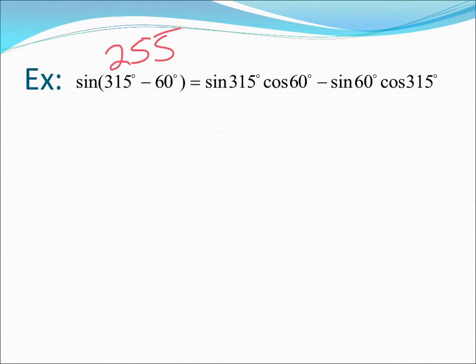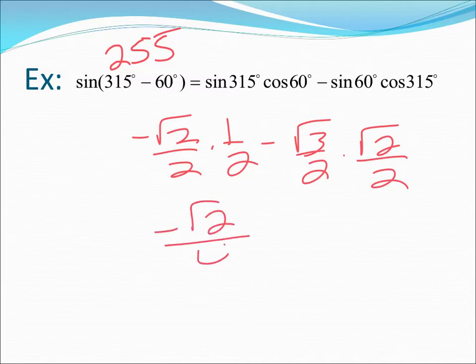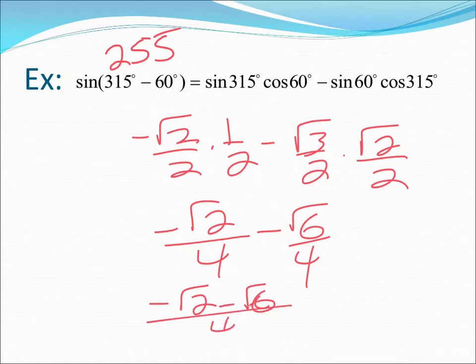Okay, so let's go ahead and plug in our values. For the sine of 315 degrees, we have negative radical 2 over 2. And then for the cosine of 60, we have 1/2. Then we're going to subtract the square root of 3 over 2 times the square root of 2 over 2. When we simplify this, we get negative radical 2 over 4 minus radical 6 over 4, which means our answer is negative radical 2 minus radical 6, all over 4. And now we have an expression for the sine of 255 degrees.